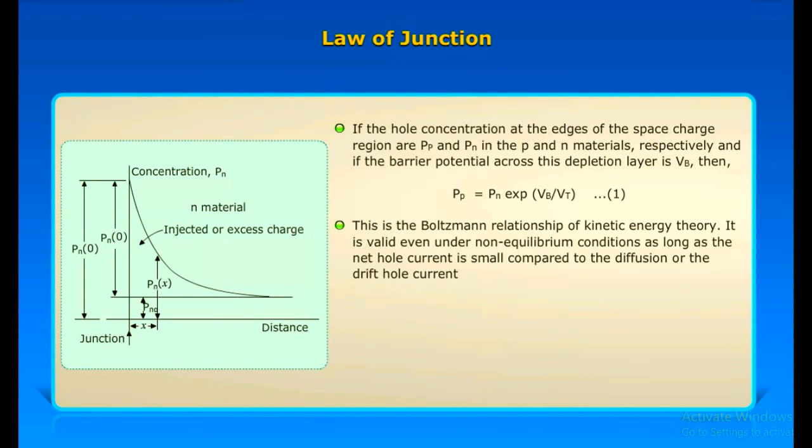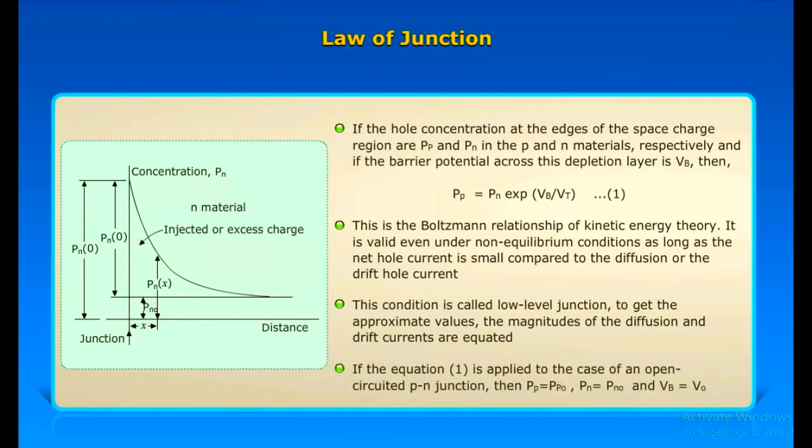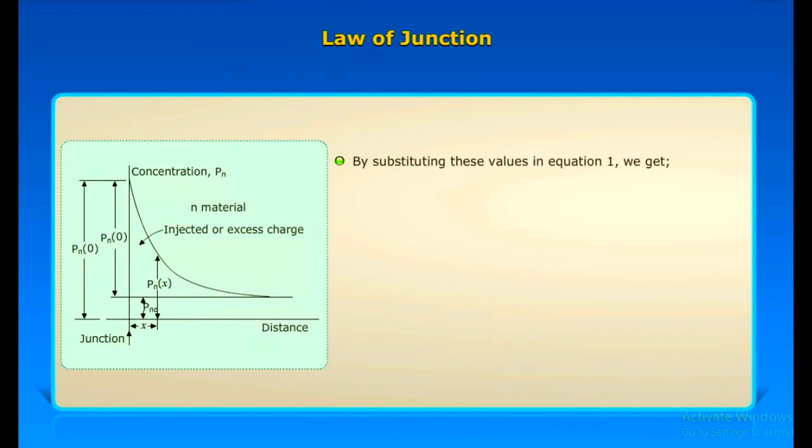It is valid even under non-equilibrium conditions as long as the net hole current is small compared to the diffusion or the drift hole current. This condition is called low-level injection. To get the approximate values, the magnitudes of the diffusion and drift currents are equated. If equation 1 is applied to the case of an open-circuited p-n junction, then hole concentration in P side is equal to thermal equilibrium hole concentration in P side. Hole concentration in N side is equal to thermal equilibrium hole concentration in N side, and Vb is equal to V0. By substituting these values in equation 1, we get, from the above equation, we obtain the contact potential.